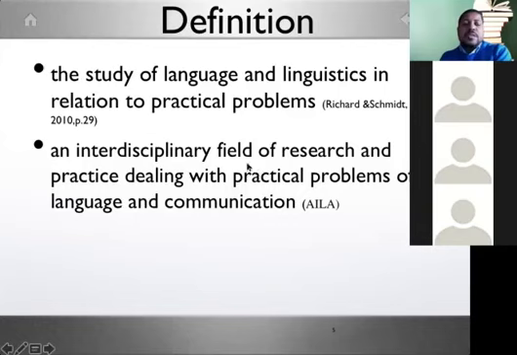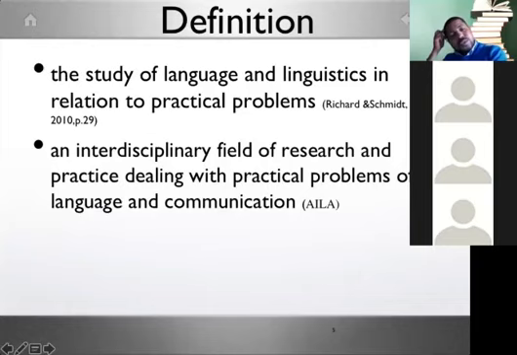So it's an interdisciplinary field of research, in which we do research. We collect data. When we say research, it simply means the collection, the analysis, and interpretation of data. That's research. And practice. When we distinguish research from practice, practice here refers to the process of trying to solve problems, not actually building a theory. And so it's a field of research and practice dealing with practical problems of language and communication.